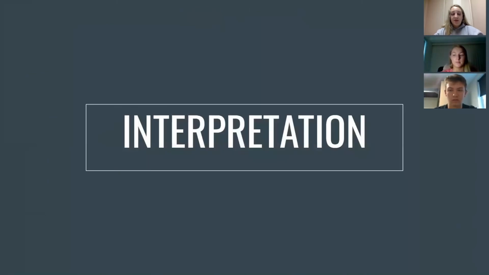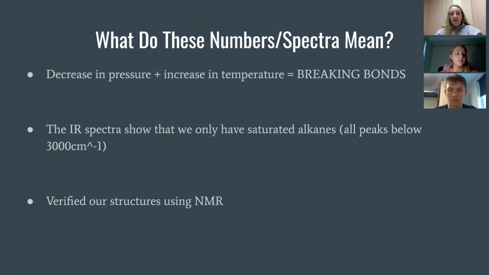So the interpretation of all this data is that because there was a decrease in pressure and an increase in temperature during the hydrogenation, it shows that our bonds were breaking. And then the IR spectra showed no peaks above 3,000, which means we only had saturated alkanes or single bonds. And we verified all of our structures using the NMR.